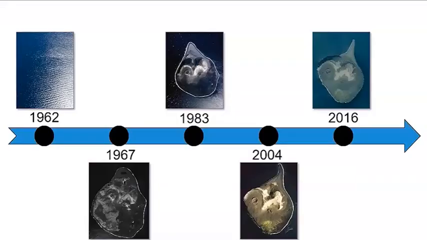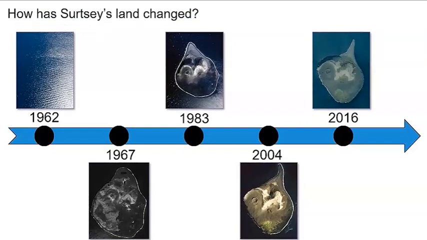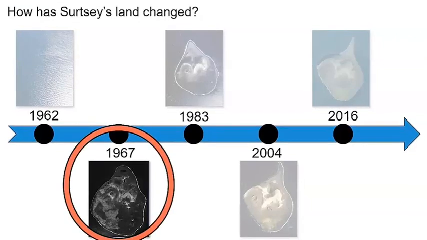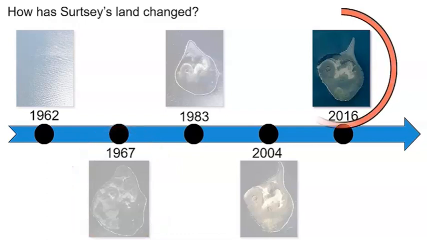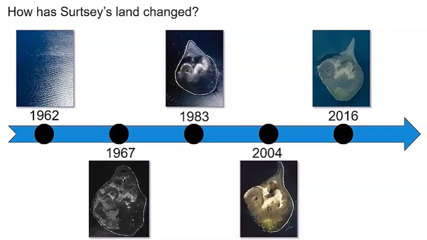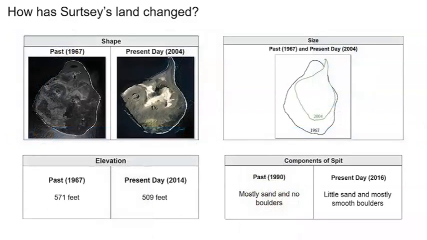Welcome back. We have found out a lot about Circe, but I still wonder, how has Circe's land changed? Look how big the island was when it first formed. Now notice how much smaller the island is now. In this lesson, we will observe changes to Circe's land over time. Then we will use our observations to complete the conceptual checkpoint.